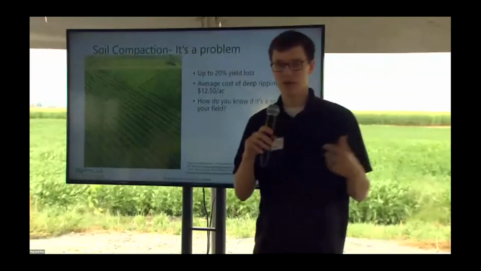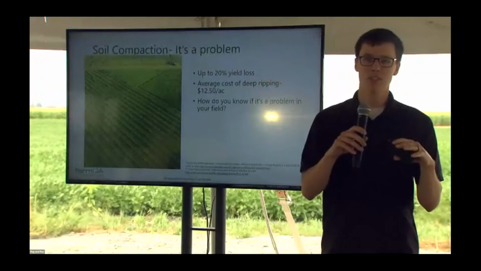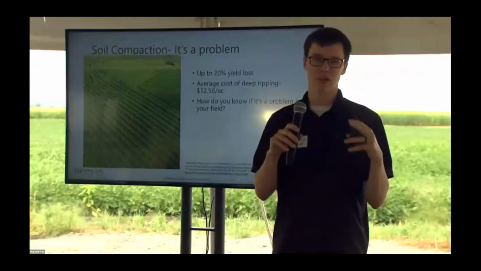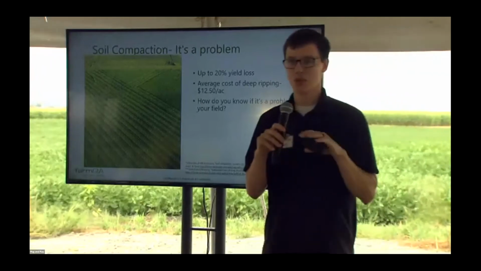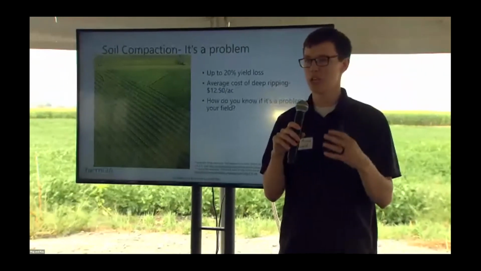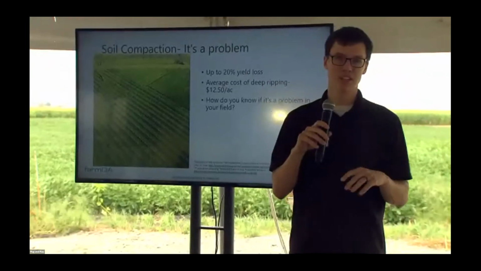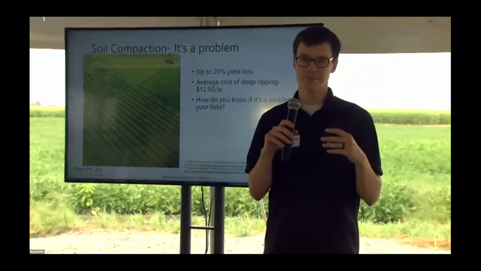So why is this a problem? Let's talk numbers. As you can see here, the University of Minnesota and Iowa State have done extensive research on compaction, and they've come out and said that it can attribute to up to 20% yield loss. So we know that's a significant problem, especially when we're talking about crops like sugar beets and potatoes, which have high margins. Additionally, tillage to alleviate that compaction issue can cost over $12 an acre.